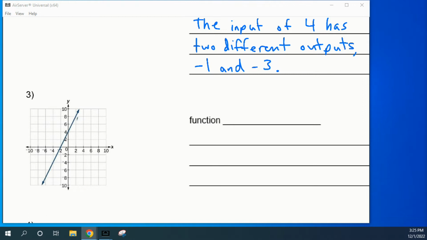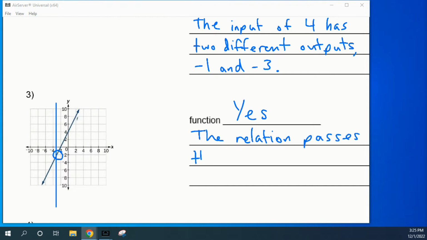Number 3, very simple. This is a function. The reason it's a function is that the relation passes the vertical line test. And what that tells me is that for each input, there's only going to be one output. So that is a valid response here.